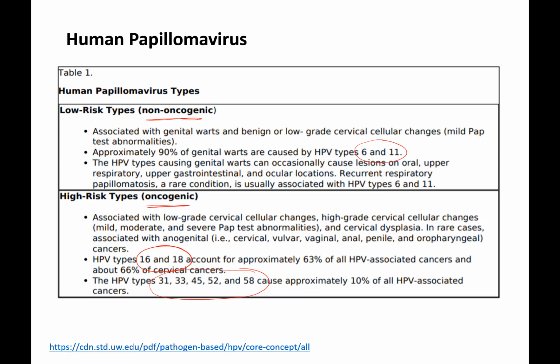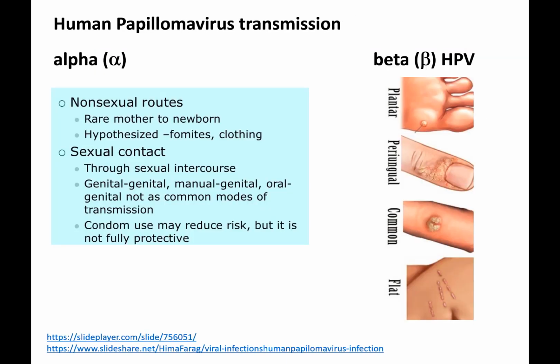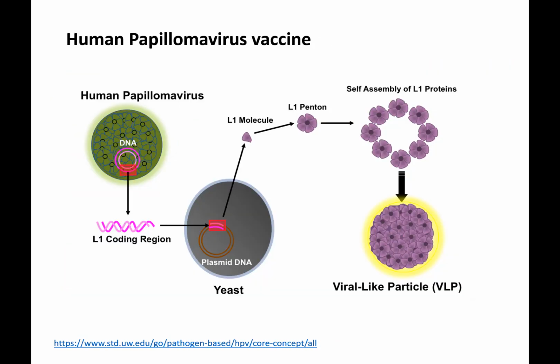And again, when I tell you a little bit about the vaccine, why don't I just jump to that, because it kind of would make sense right now. Okay, so we do have a vaccine to prevent HPV infection. It is made up of virus-like particles, which means it's empty capsid. Okay. So it's just made of the L1 proteins.